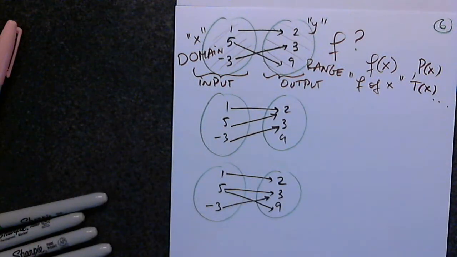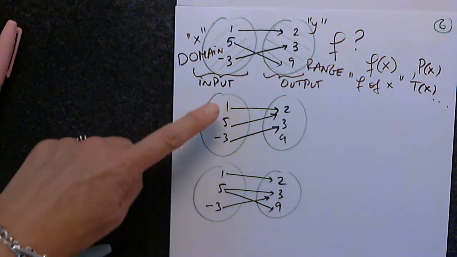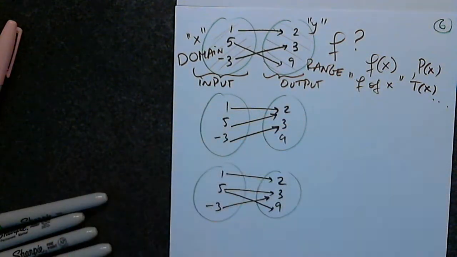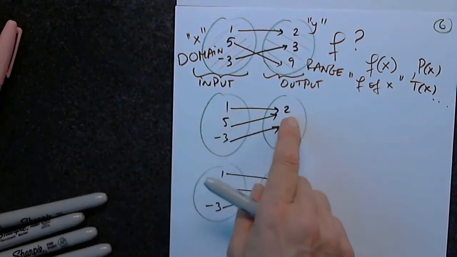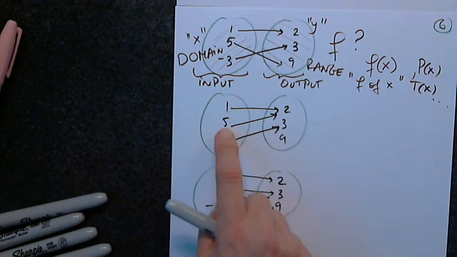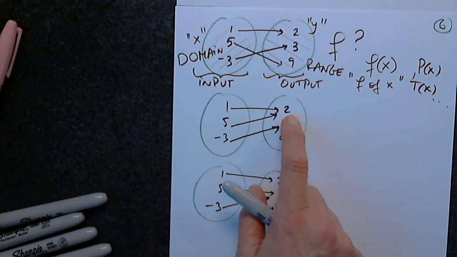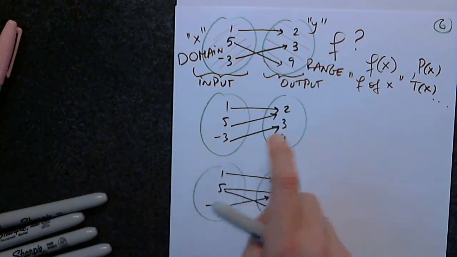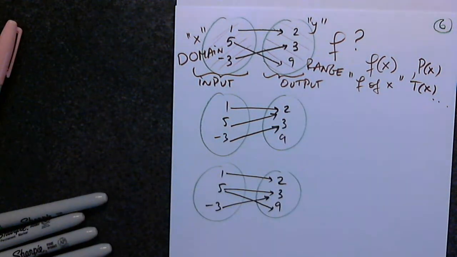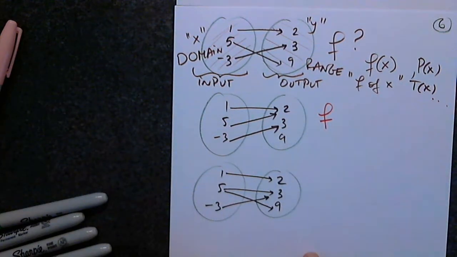Good. Let's take a look at the second one. The domain is still 1, 5, -3, and the range is still 2, 3, 9, but I would like to know whether this is a function or not. Let me rephrase one more time: each x must correspond to only one y. Is this a function or not? It is. 1 corresponds to only one y value, 5 corresponds to only one y value, -3 corresponds to only one y value. So this is indeed a function, yes.